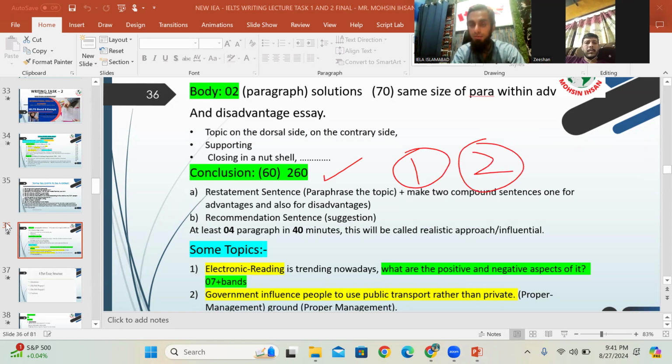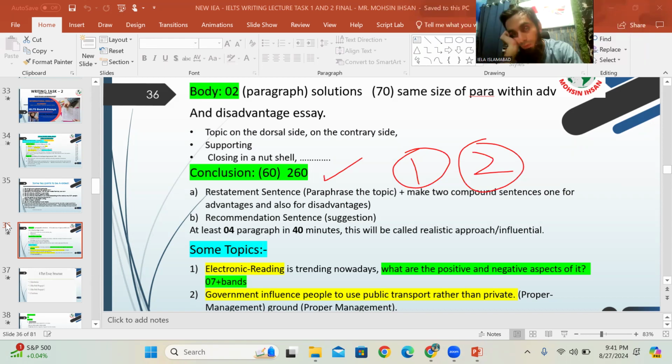Can I ask a question? Sorry. Yes. If the topic talk about advantage and disadvantage, can we talk about disadvantage first paragraph?